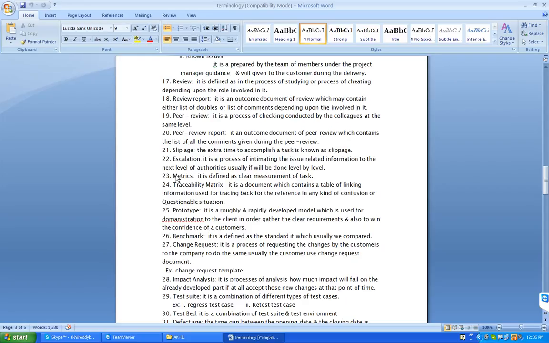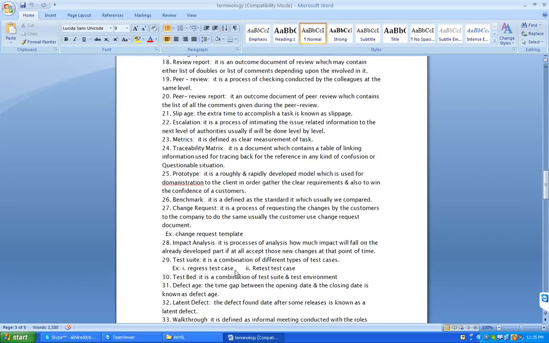Next, impact analysis. It is the process of analyzing how much impact will fall on the already developed part if it accepts those new changes at any point of time. So in the middle of the project, the customer comes to the company and makes some changes. At that time we check what the impact is, whether the already developed part is disturbed or not. That is called impact analysis.